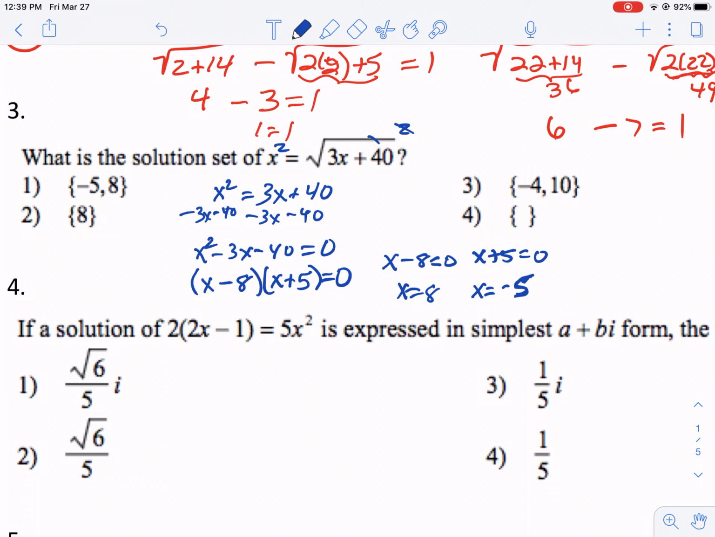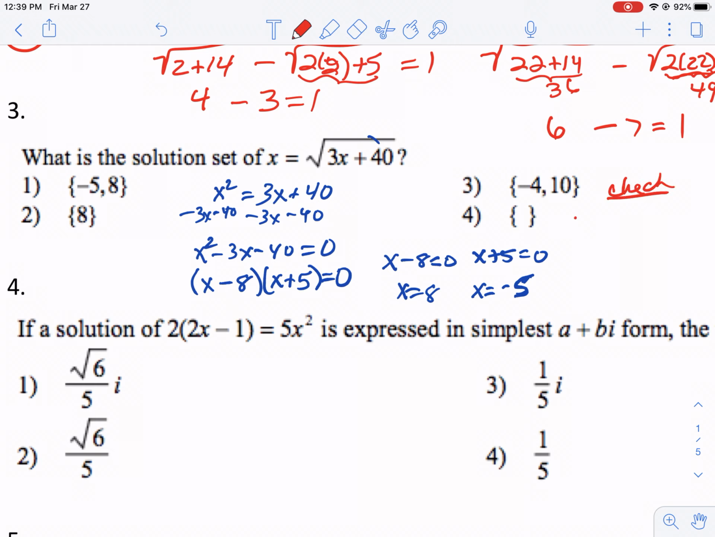Now, in last week's assignment with rationals, we said that if you ever had a fraction in the equation, you had to check your answers to make sure that it didn't cause an undefined fraction. Well, when you have square roots in the equation, you need to check your answers to make sure that they actually do work. Radicals are kind of tricky sometimes because you can get positive and negative answers. So I'm going to check them over here.